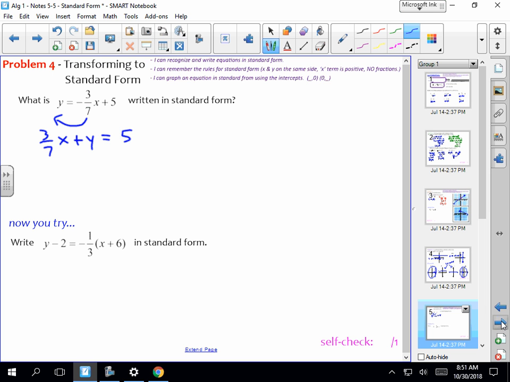So are you okay with that? Moving the 3/7 x over to the left to get the x and y on the same side. The other thing we accomplished here is we took this negative in front of the 3/7 and made it positive by moving it over here.